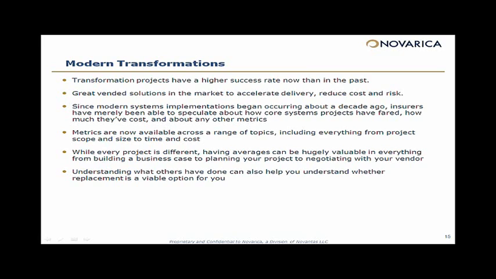And really, the fact that these metrics are available now are very helpful for people who are planning their transformation projects now. Every project is going to be different, so costs and durations and things like that will differ for you. But having these averages out there, being able to leverage those, can really help you determine whether you have a business case for your technology transformation. And understanding what others have done and the challenges and lessons learned there can also help you understand whether this is a viable option for you.